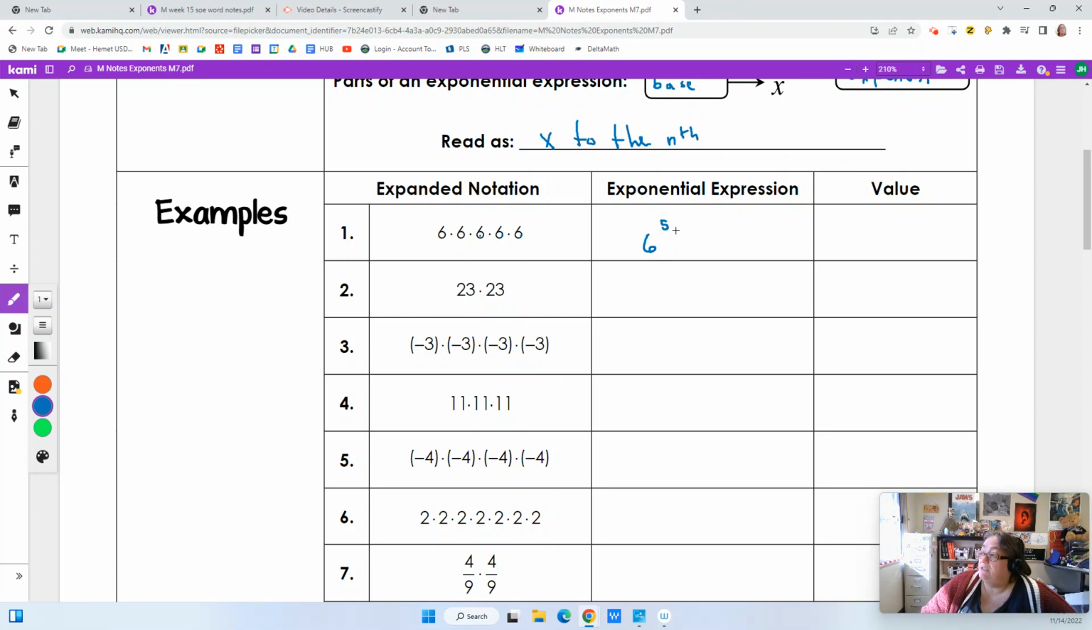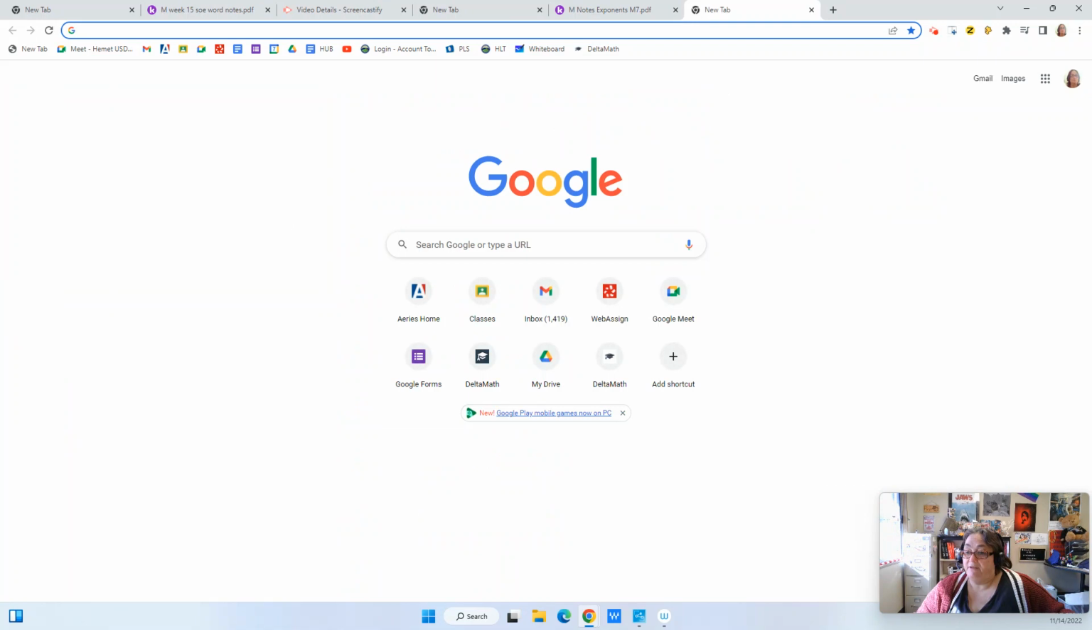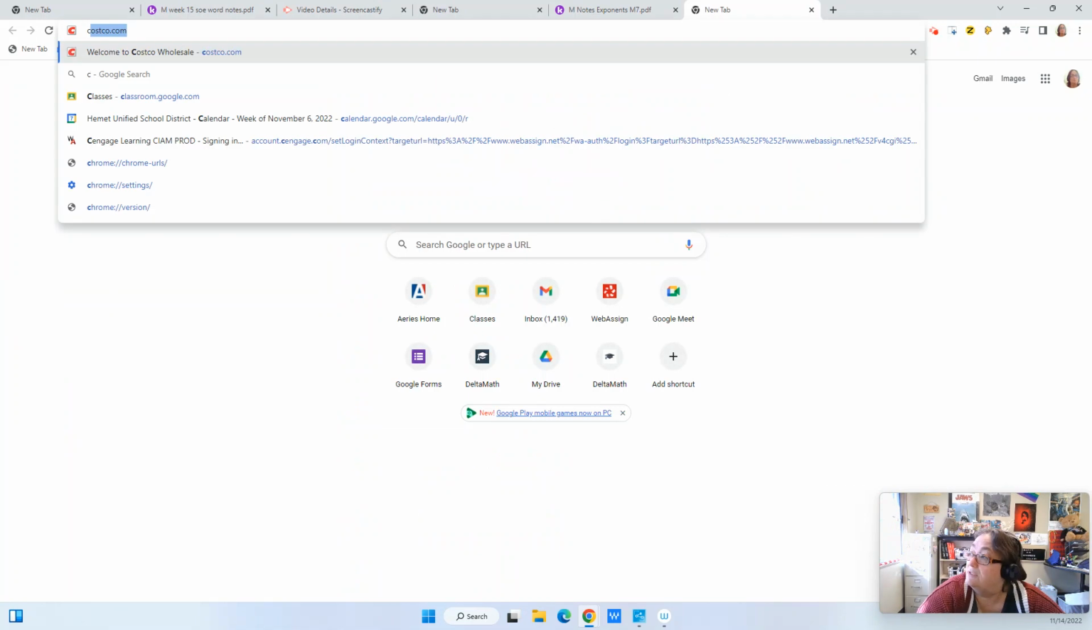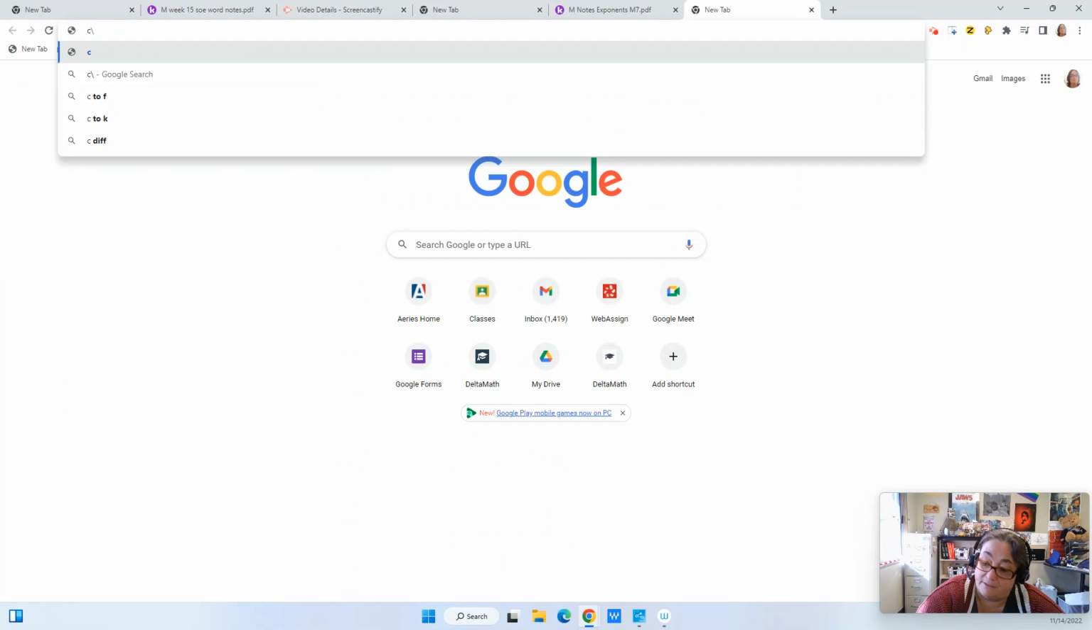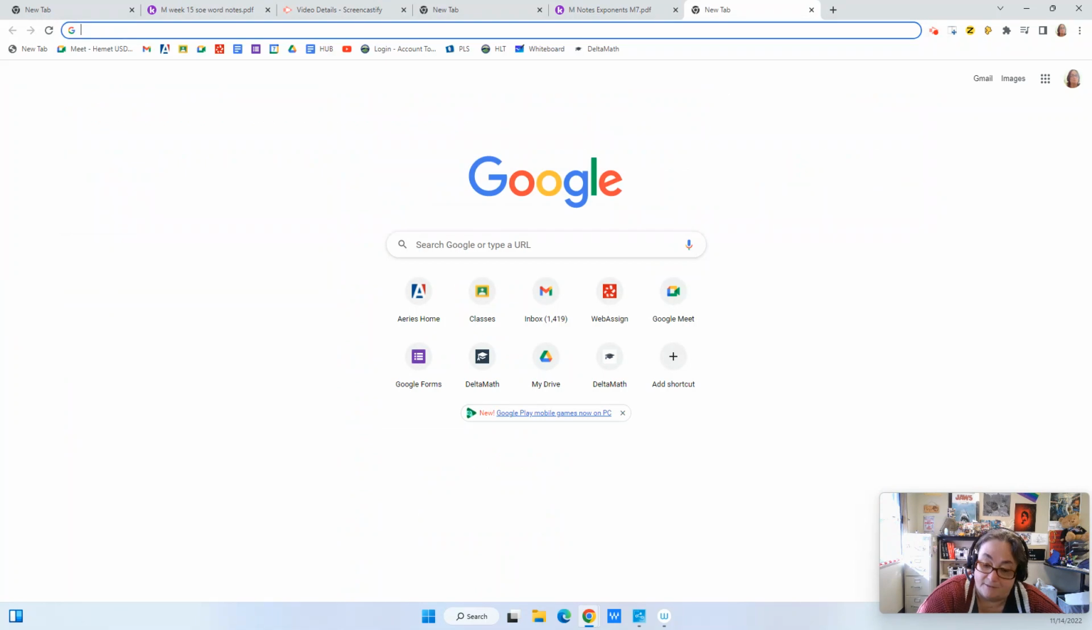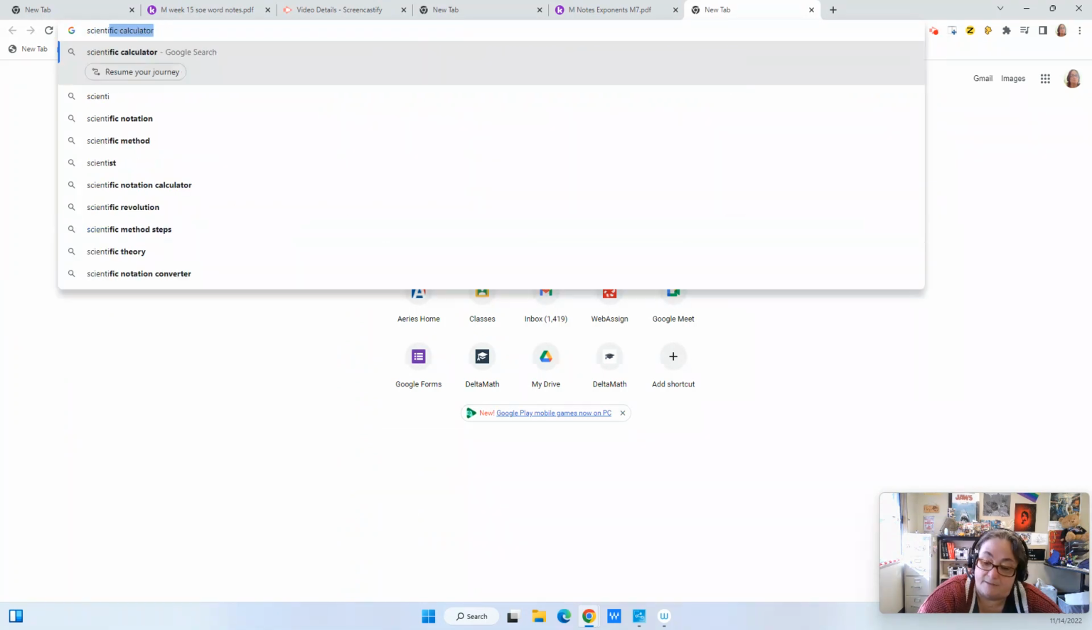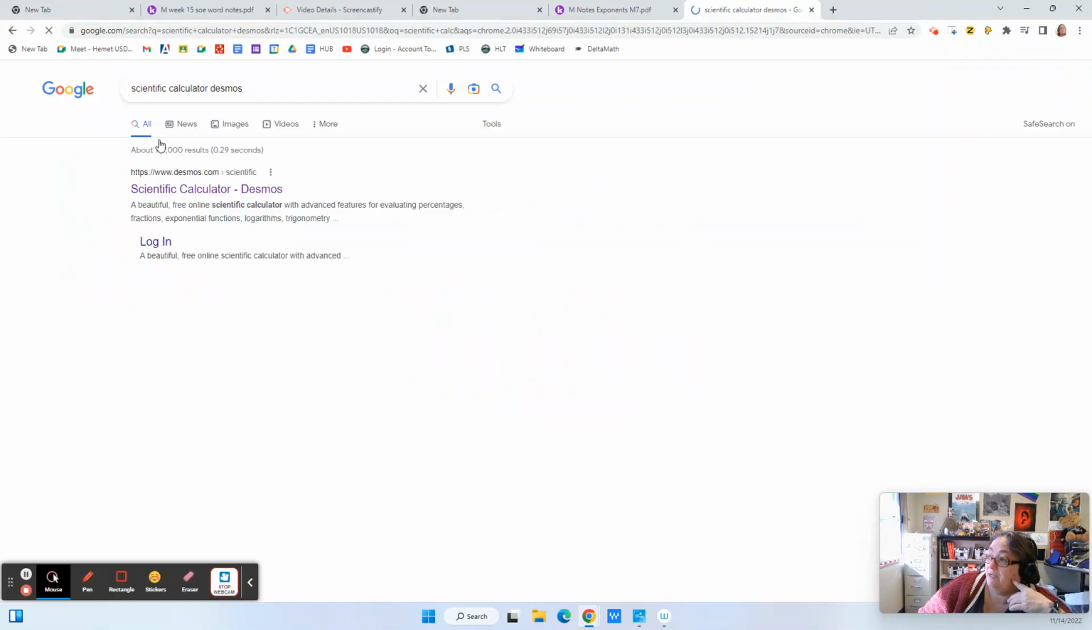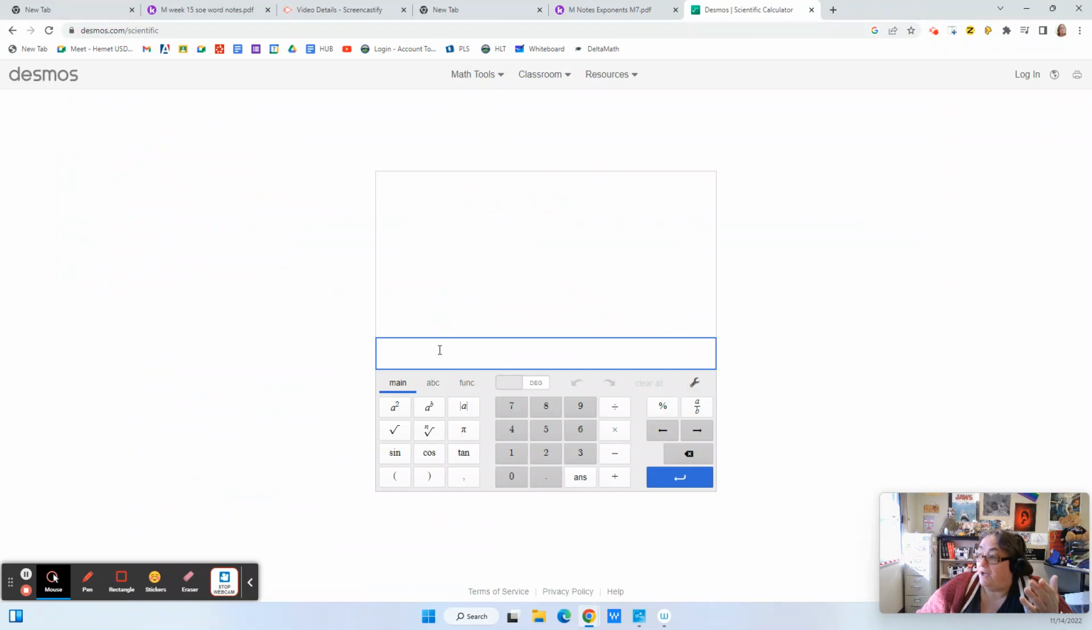So how would we do this in a calculator? Well, let's open a calculator and find out. Let's do a scientific calculator so that we can find ourselves a scientific calculator and do it that way. So it wants the value of 6 to the 5th power.